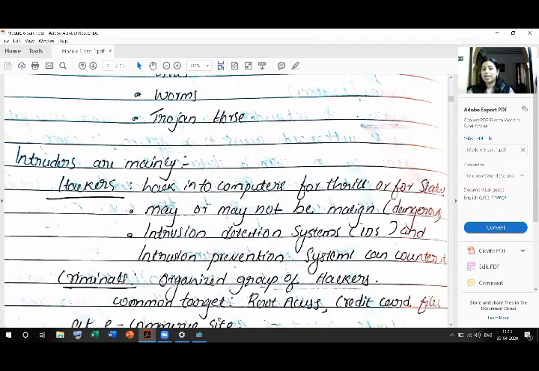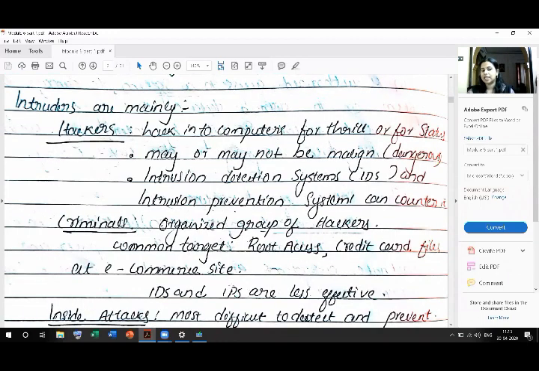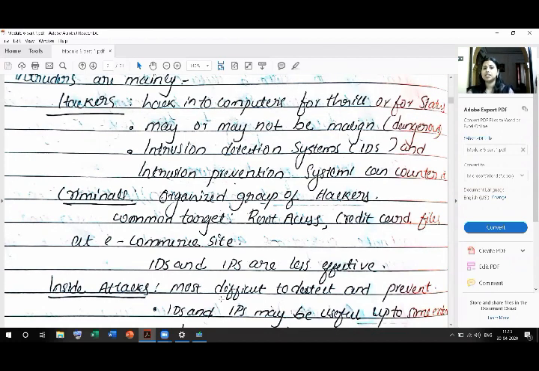Next, intruders are mainly known as hackers, criminals, and inside attackers. Hackers hack into computers for thrill or status. That depends on their personality or mentality. Some of them have an interest in hacking, and they may or may not be dangerous. This can be detected by using intrusion detection. The main technique for detecting intrusion is known as intrusion detection systems (IDS) and intrusion prevention systems.